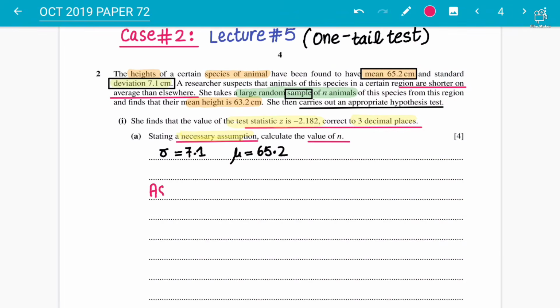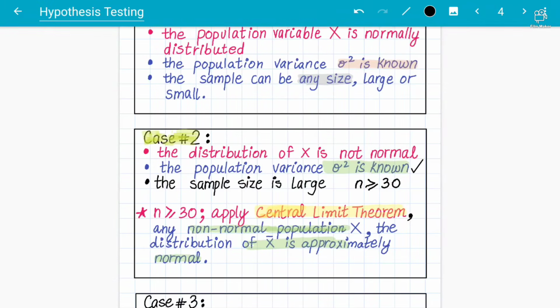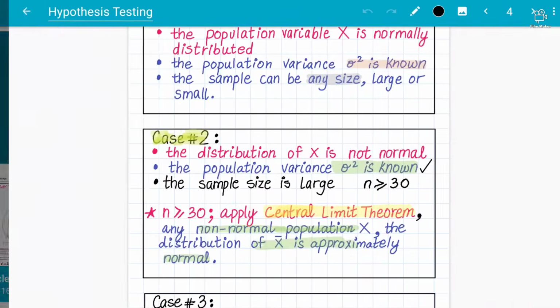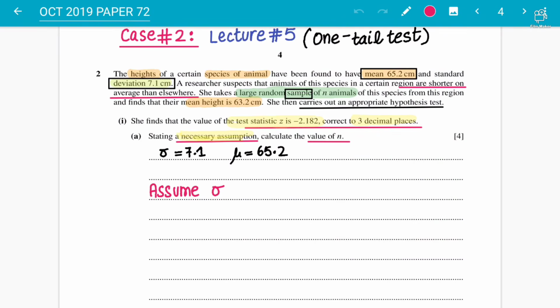We have to assume that the standard deviation for the population, the variance, is known, which is case number 2, and that is what we are going to write. Tell the examiner that we are assuming the population variance is known, so the standard deviation is 7.1 for this region. Hope everyone got it. Assume standard deviation is 7.1 for this region.